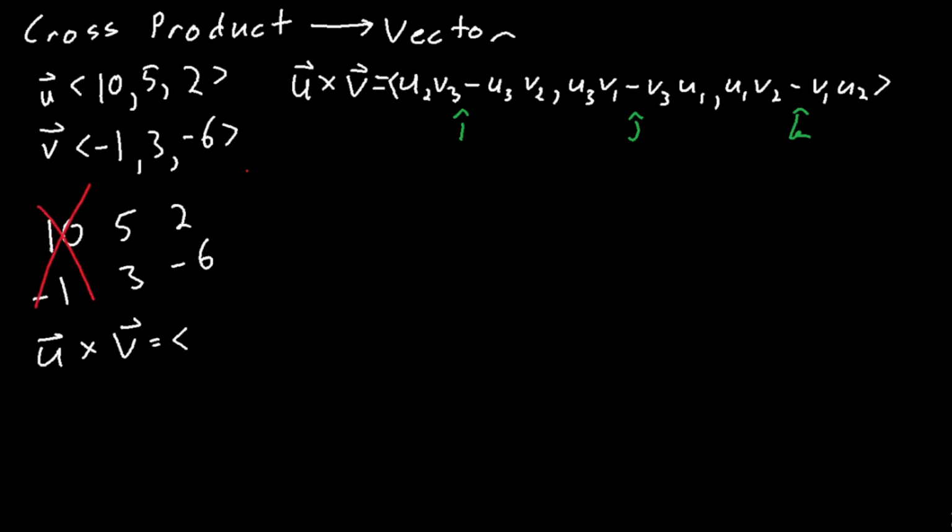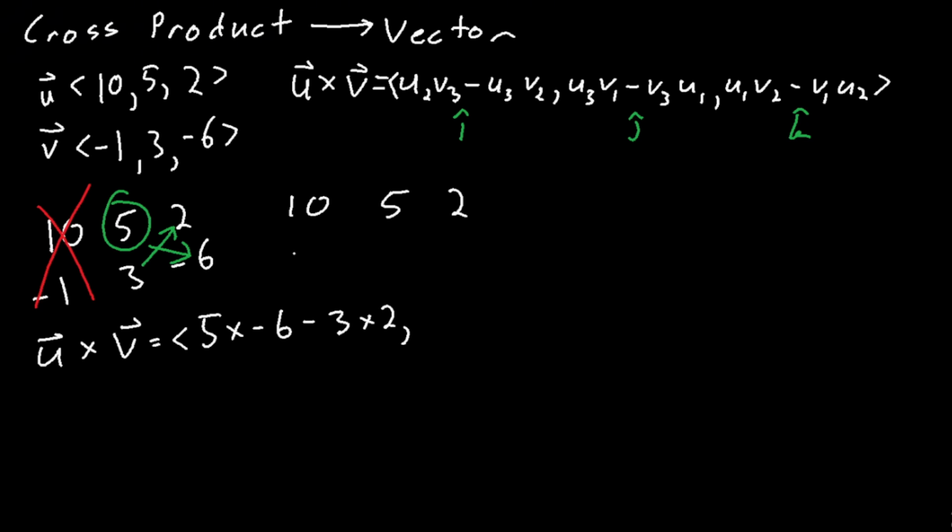Since we're solving for i hat first, we're going to cross off the i hat row, and we're going to go onto the top right of the x, which is this number here. Create a cross with the arrows. You can see the little x going on here, right? And we're just going to multiply the numbers that the arrows point to. 5 times negative 6 minus 3 times 2, comma, draw out the numbers again, 5, 10, 2, negative 1, 3, negative 6. This is the i hat portion that we already solved for.